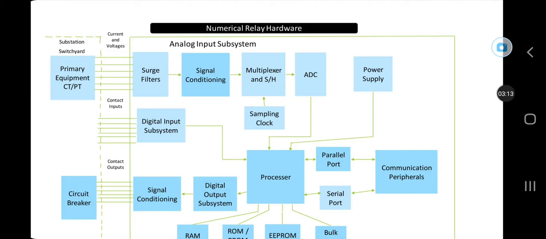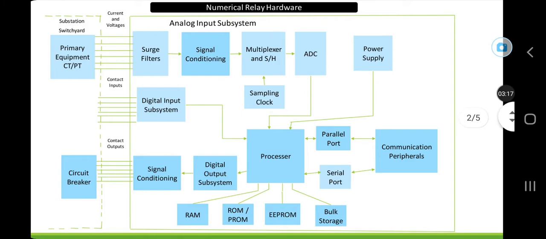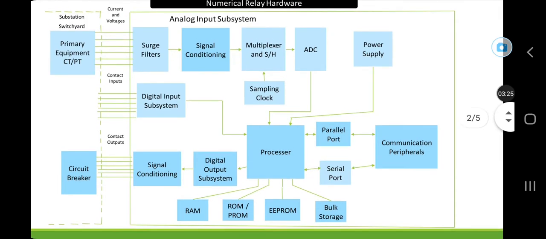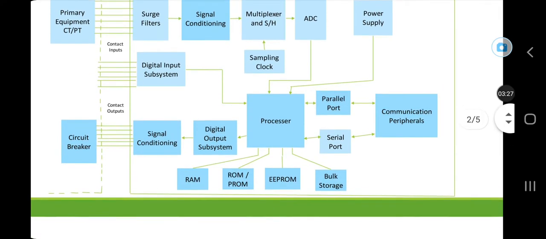The next is the digital input subsystem. Digital input subsystem consists of the status of other relays and the circuit breaker in the associated network.